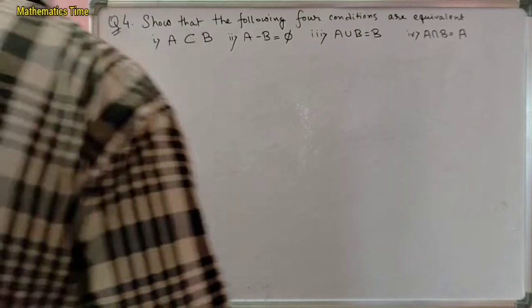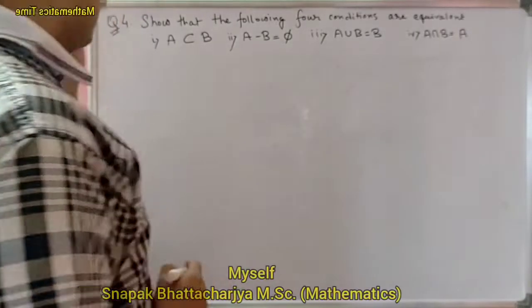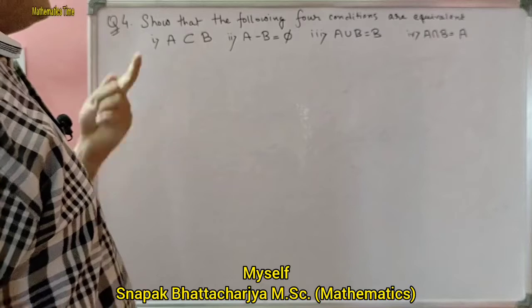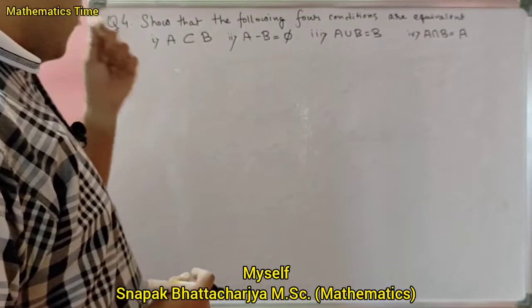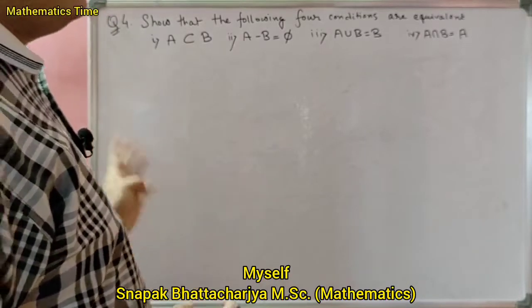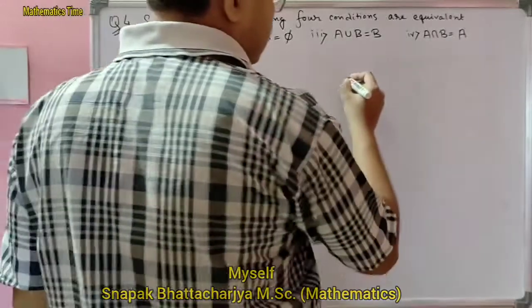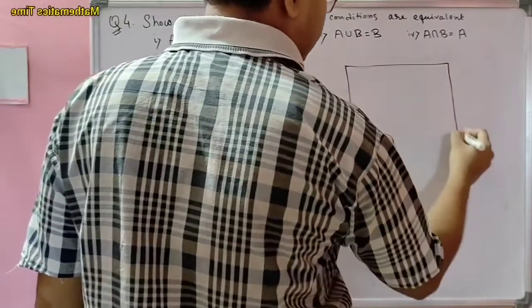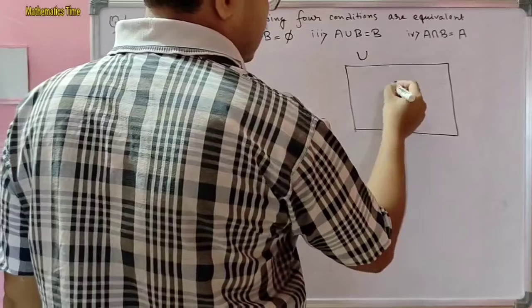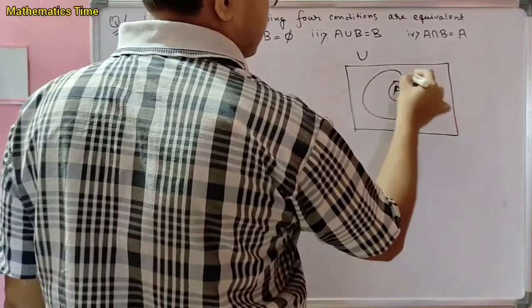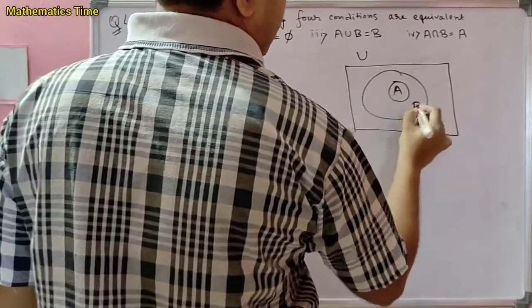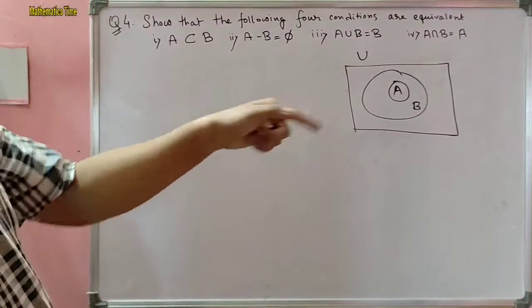So our next problem is that the following four conditions are equivalent. Before solving this mathematically, let's try to understand this with a diagram. This is a Venn diagram. This is the universal set. We are taking a set A and this is a set B. Okay. So the first condition is satisfied. A is a subset of B.